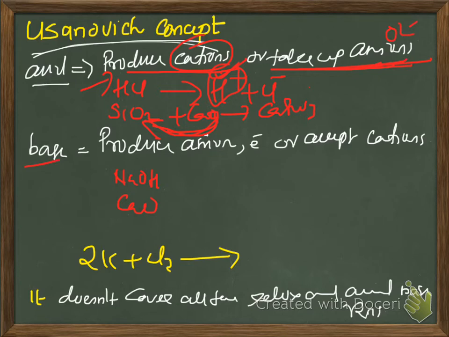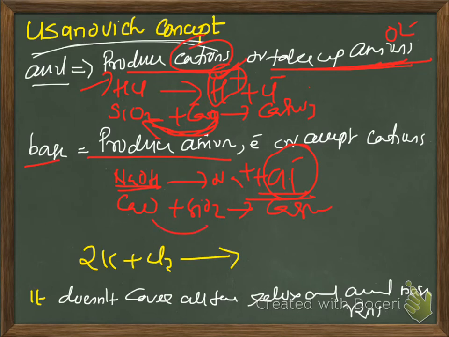What is a base? They can produce anions. NaOH: see what happens. NaOH ionizes to give Na plus and OH minus. OH minus is an anion. That means an anion producer is a base. Calcium oxide when reacted with SiO2 forms CaSiO3. Here CaO donates O2 minus. So the anion is donated.